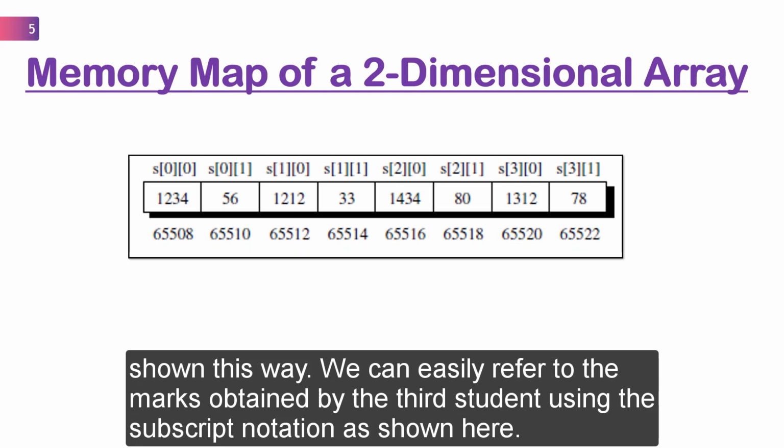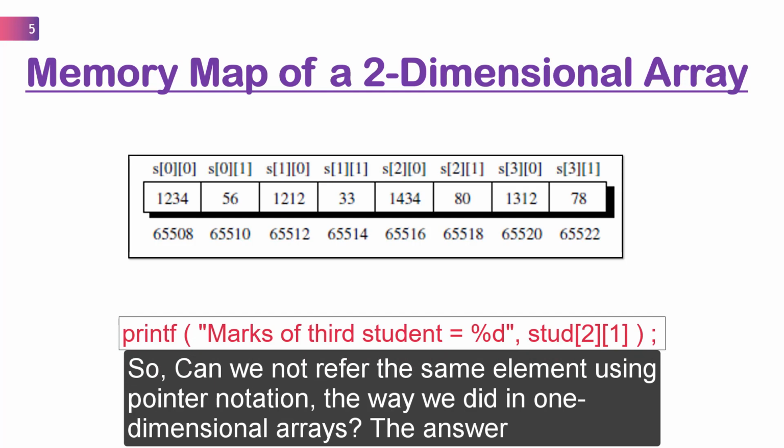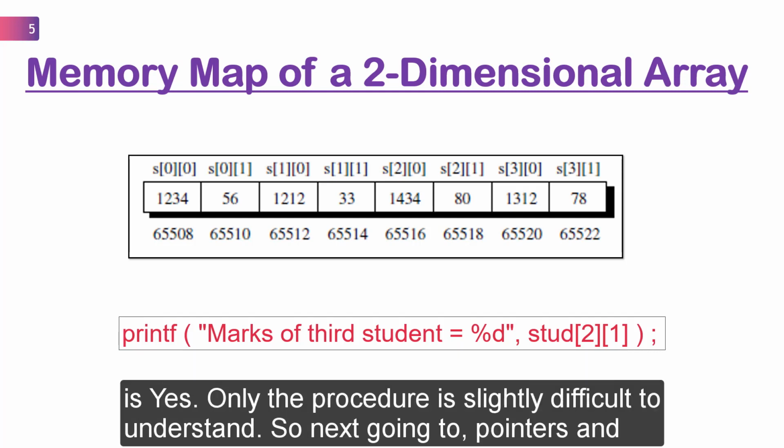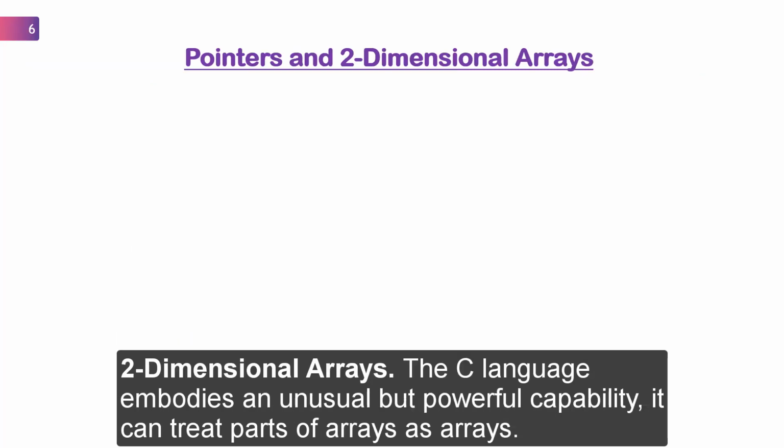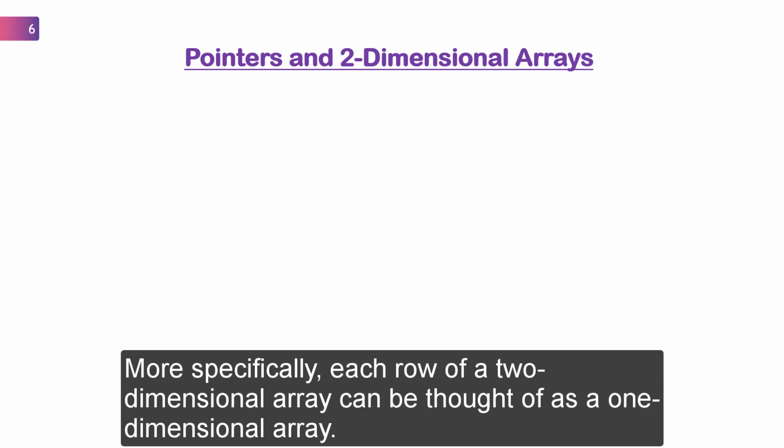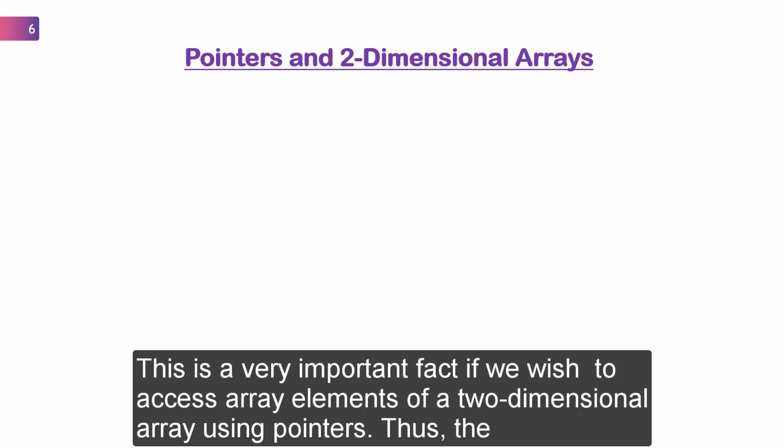We can easily refer to the marks obtained by the third student using the subscript notation as shown here. So, can we not refer to the same element using pointer notation the way we did in one-dimensional arrays? The answer is yes. Only the procedure is slightly difficult to understand. So next, going to pointers in two-dimensional arrays. The C language embodies an unusual but powerful capability. It can treat parts of an array as arrays. More specifically, each row of a two-dimensional array can be thought of as a one-dimensional array. This is a very important fact if we wish to access array elements of a two-dimensional array using pointers.